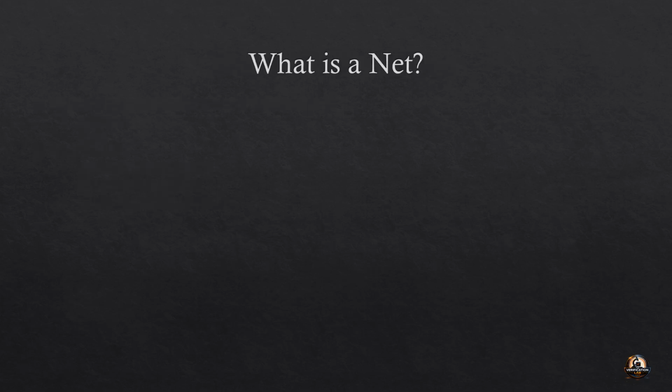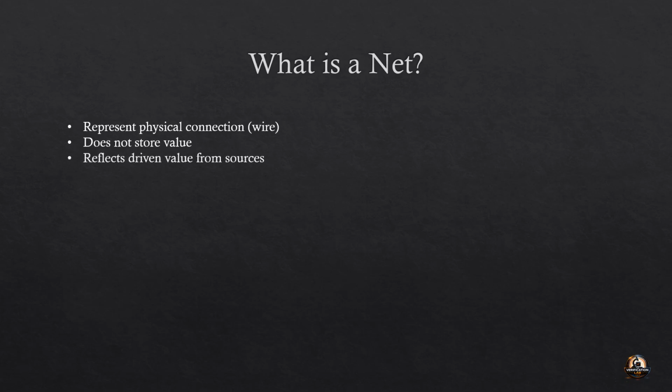What is a net? Let's say you connect a wire between two modules. The wire is a net. So it represents a physical connection wire. It does not store anything. It just passes whatever signal is driven. So if a module drives one, the net shows one. If no driving is happening, it shows Z, meaning high impedance, or you can say floating. So it immediately reflects the driven value from the source.